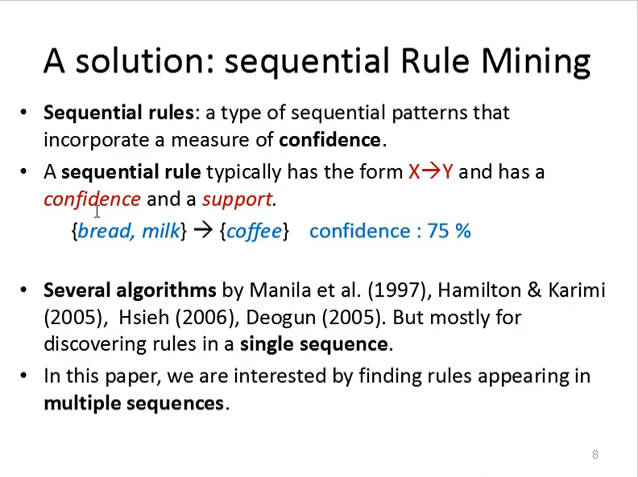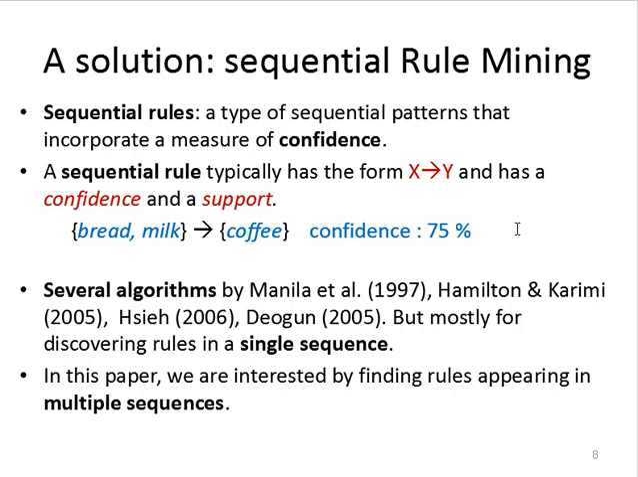And it will have two measures. We call the confidence: if we have X, how likely it is that it will be followed by Y. And we have a support also, the frequency, how many times it appears. So maybe we have a rule like this: bread and milk. If you buy bread and milk, later, after, you will buy some coffee. So here the confidence is 75%, for example. That means most of the time, if you buy bread and milk, you will buy coffee after.